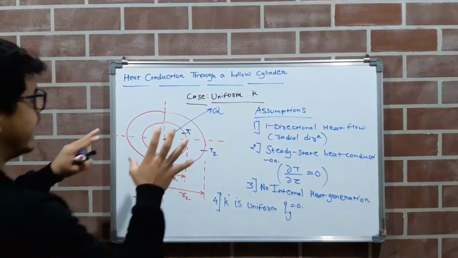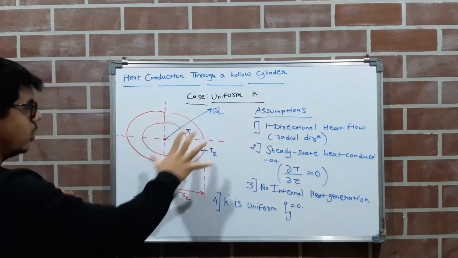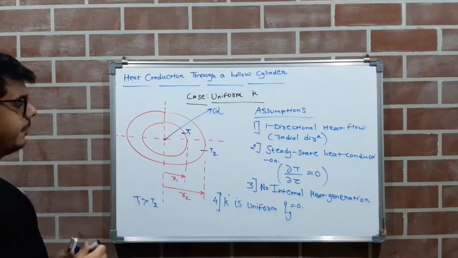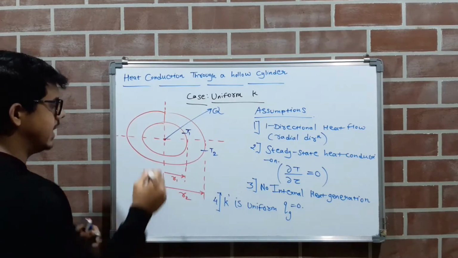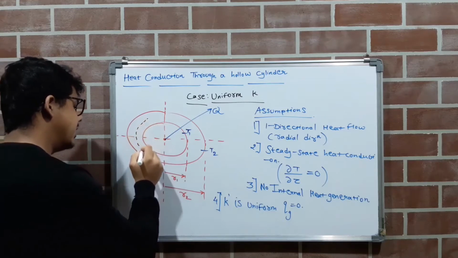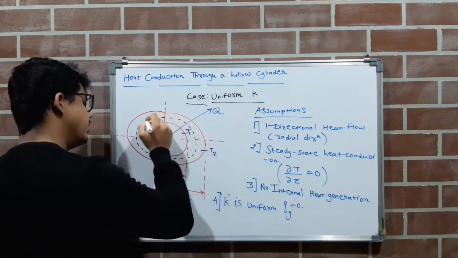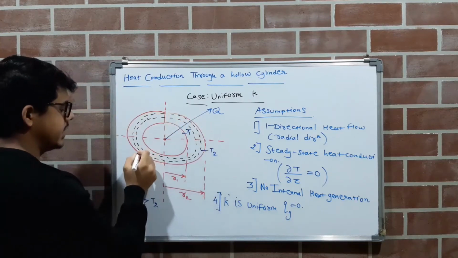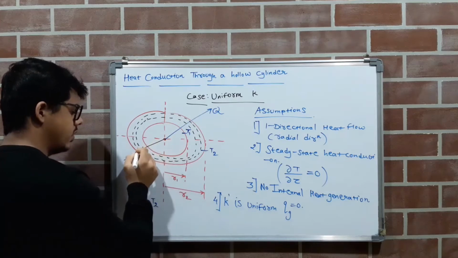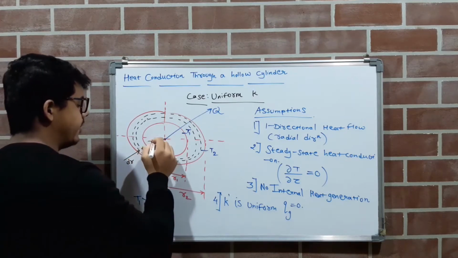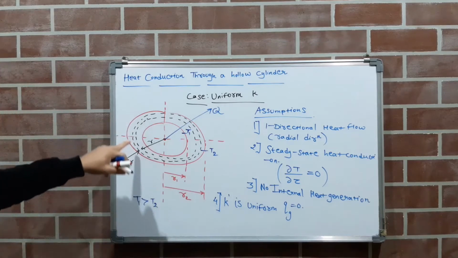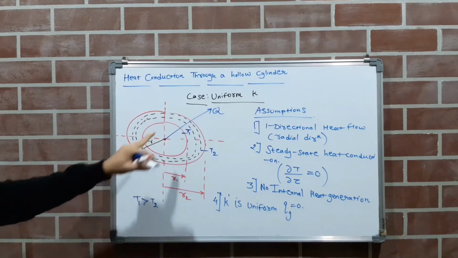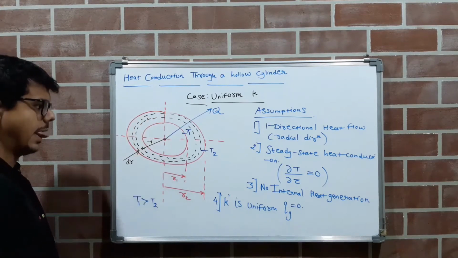Now we will not directly apply these assumptions on this whole hollow cylinder. Rather, we will use an elemental cylinder. So for that we will consider an elemental cylinder. So this is an elemental cylinder of thickness dr and at a distance r from the center. That means the radius or the distance of this elemental cylinder from the center of the hollow cylinder is r.